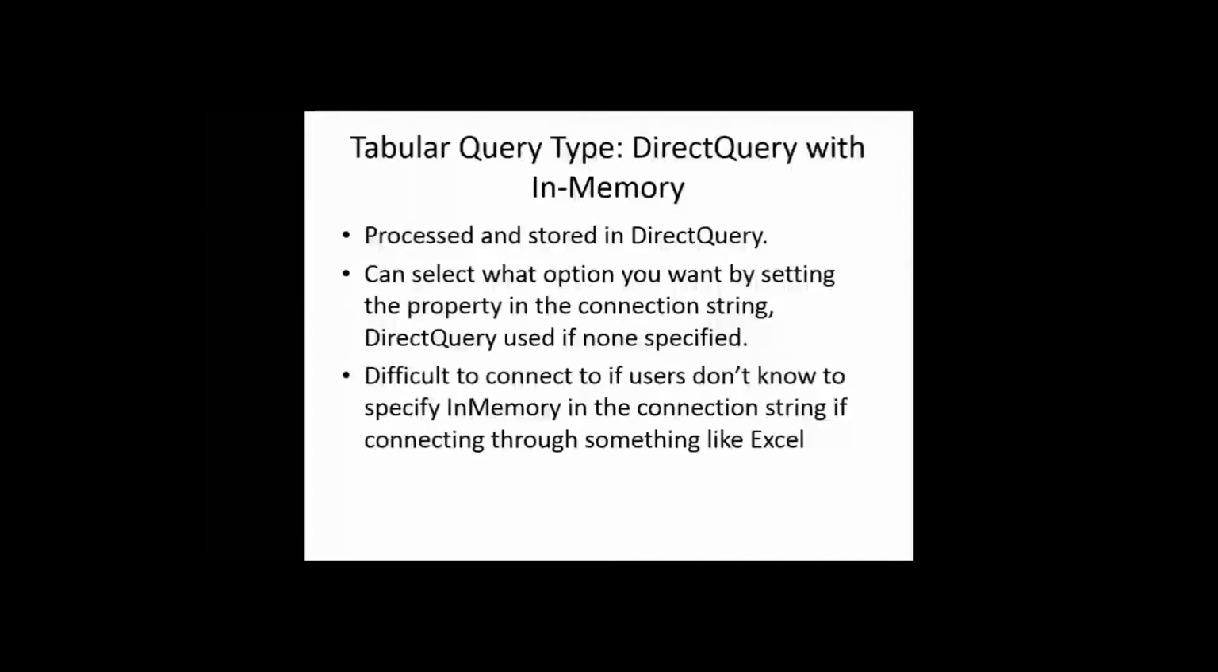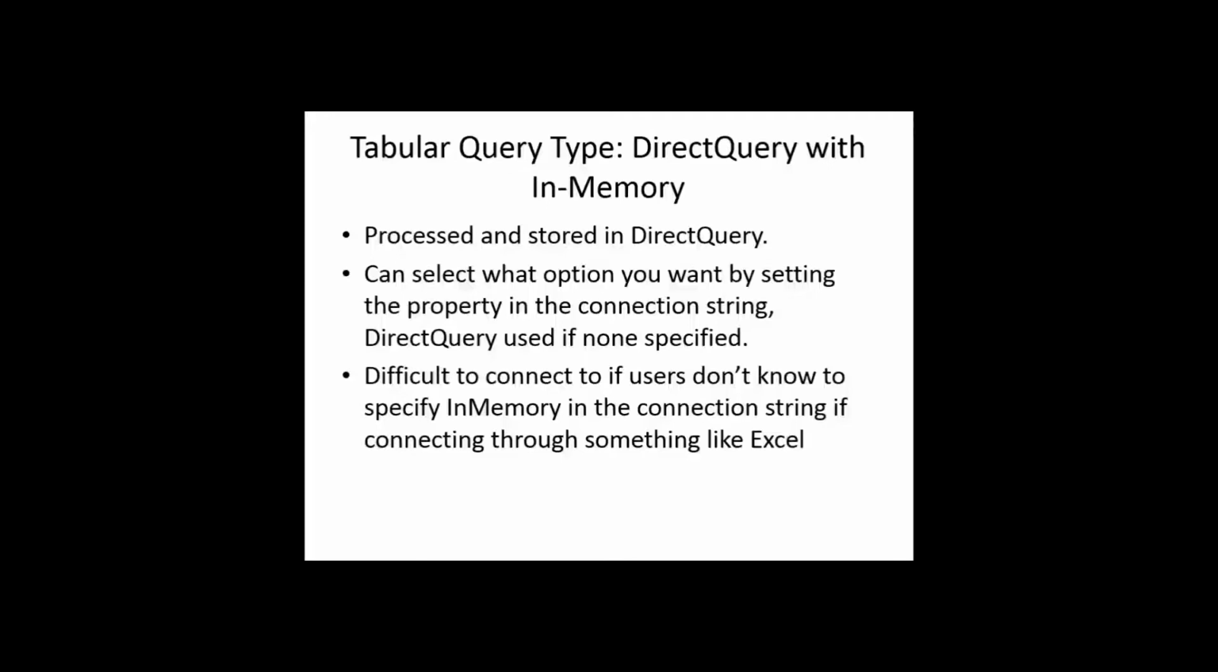So the first one is I've got DirectQuery. And DirectQuery means it's going to process and store my model in DirectQuery mode. So it's going to do the processing. It's going to look to the relational engine whenever possible. It's going to try to use DirectQuery as much as I can. However, I can select what option I want by setting the property in the connection string. And it's going to use DirectQuery if I don't specify it.